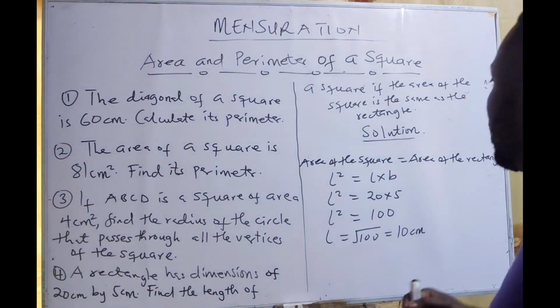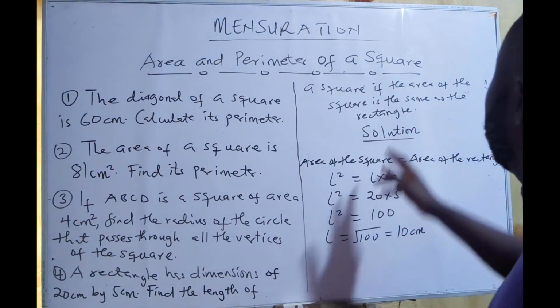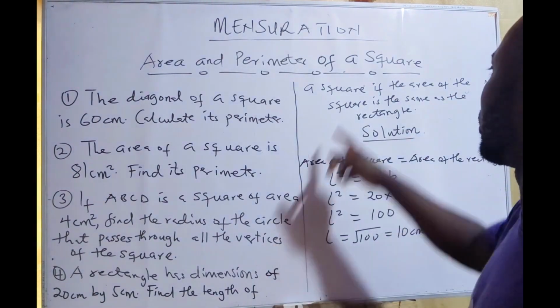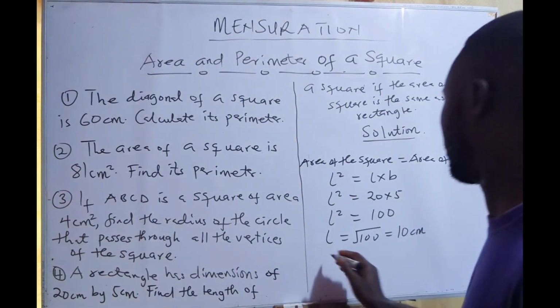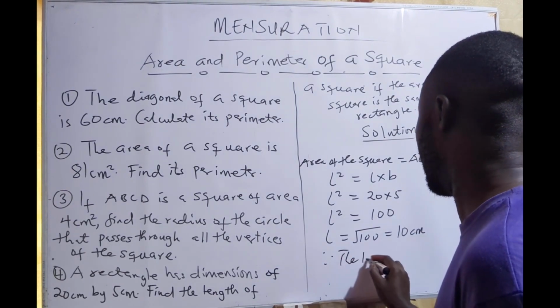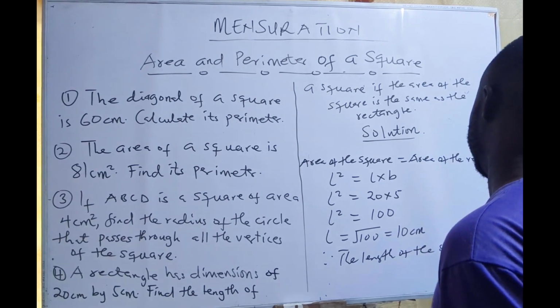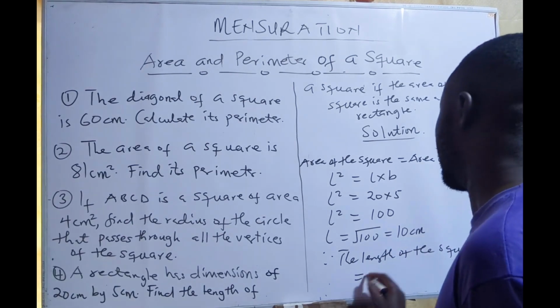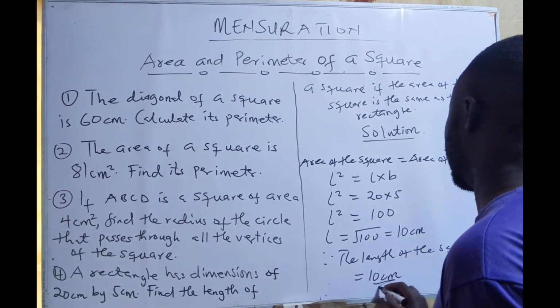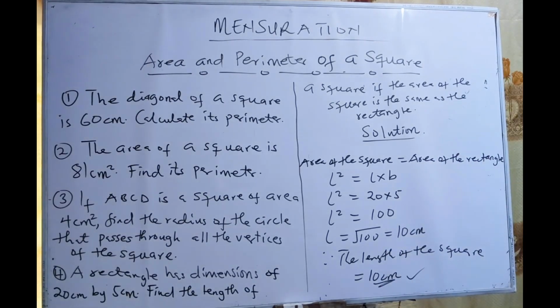So we are finding the length of the square. Therefore, the length of the square is equal to 10 centimeters. All right. So the length of the square is 10 centimeters. So that's about the area and perimeter of a square.